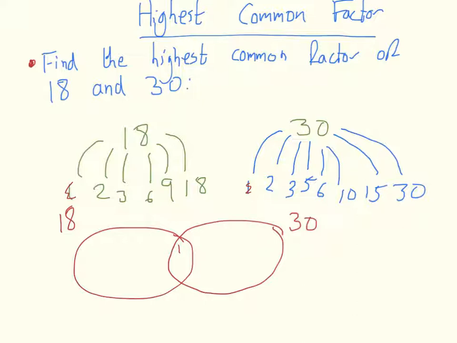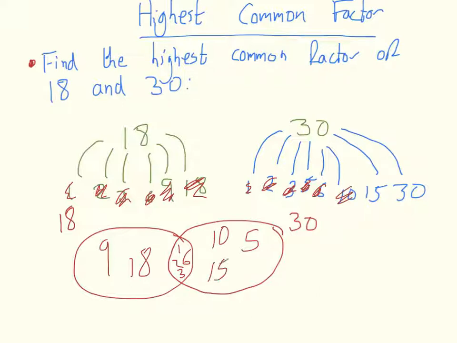Does 2 appear in both? Yes it does, so I'm going to put 2 in the middle. Does 3 appear in both? Yes it does, so I'm going to put that in the middle and I'm going to cross them off from both sides. Now 5 only appears in 30, it doesn't appear in 18, so I'm going to put that over there. 6 appears in both, so I'm going to put that in the middle. 9, that only appears in 18, so I'm going to put that over here. 18, well that only appears in 18, so I'm going to put that over there. 10, well that only appears in 30, so I can go over here.